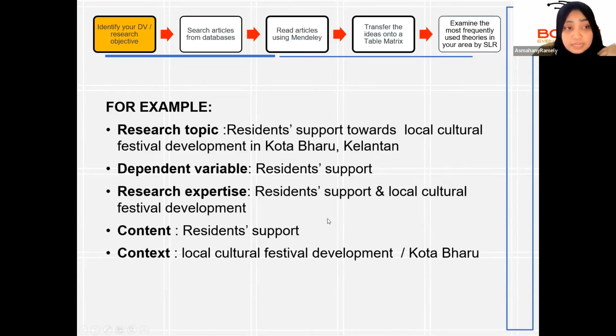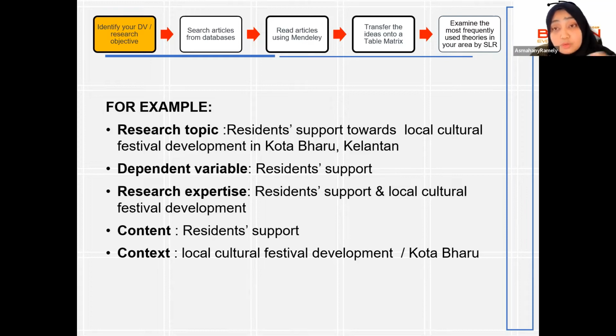For my study, the research topic is resident support towards local culture festival in Kota Baru, Kelantan. So the dependent variable will be resident support. And the research expertise is resident support and local culture festival development. Research expertise means that when you graduate, you will be an expert in this area: an expert in resident support, and an expert in local cultural festival development, or specifically, an expert in festival development.